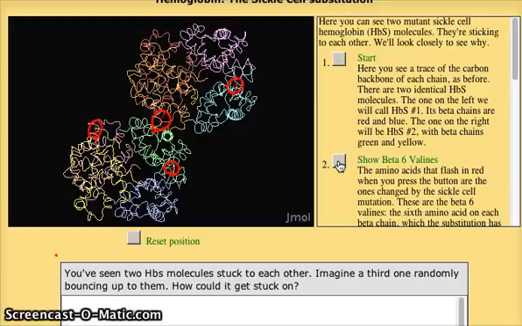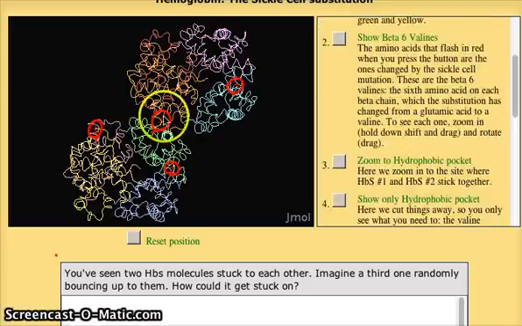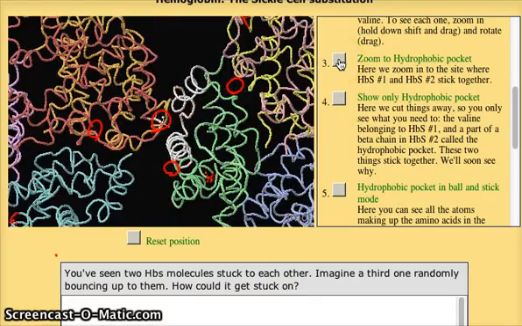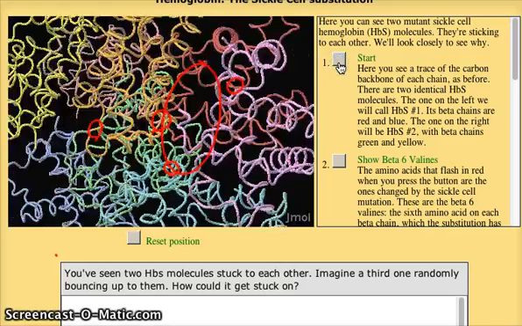And what it's showing here is where those, so these are the mutated sickle cell. And what they're doing is they're sticking to this hydrophobic pocket here. Alright, so this is hydrophobic, and remember, valine is hydrophobic, so they stick. Remember what we just talked about? So they stick together.